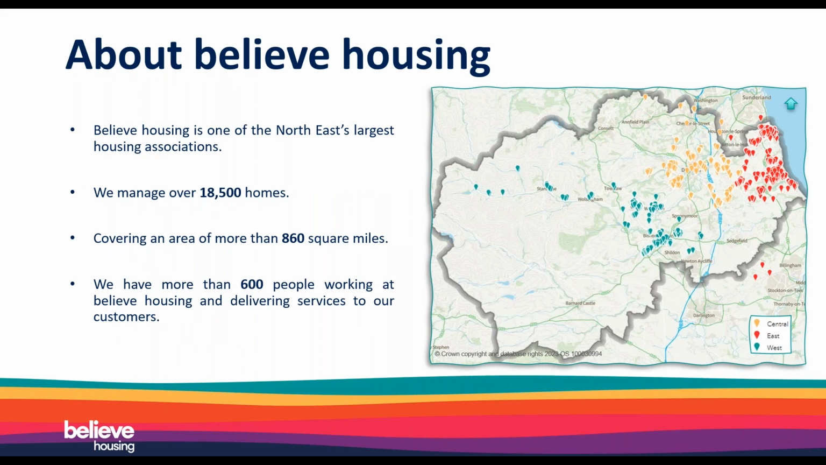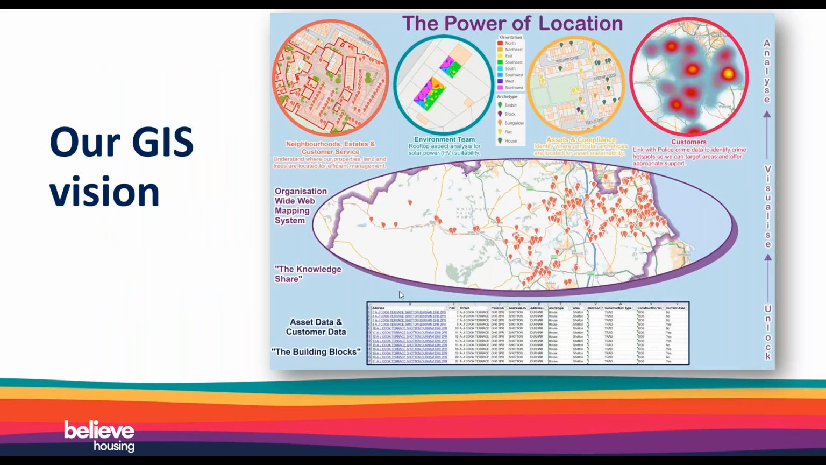So a little bit about Believe Housing. We're one of the North East's largest housing associations. We manage over 18,500 homes and we cover an area of more than 860 square miles. And our properties range from our urban coastal neighbourhoods over here in the east to our more rural neighbourhoods over in the west. We also have more than 600 people working at Believe and delivering services to our customers.